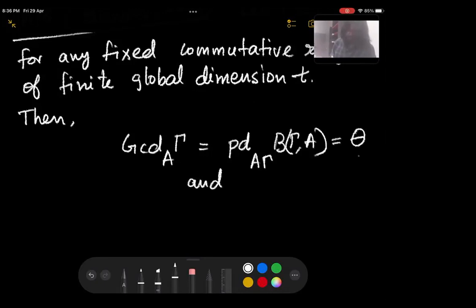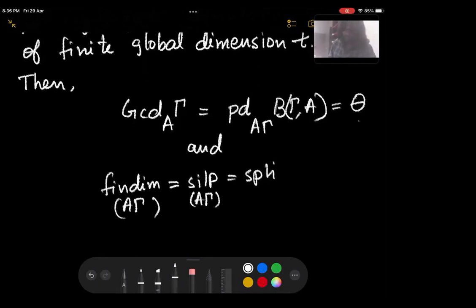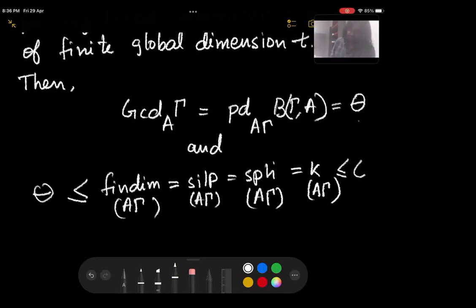And you come down here, you have the finitistic dimension of A gamma being equal to the SILP of A gamma, being equal to the SPLI of A gamma. Remember, SILP means supremum over the injective dimension of all projective A gamma modules, and SPLI means supremum over the projective dimension of all injective A gamma modules, equal to K A gamma. Let's write it like this. And this common quantity falls between theta and theta plus T.